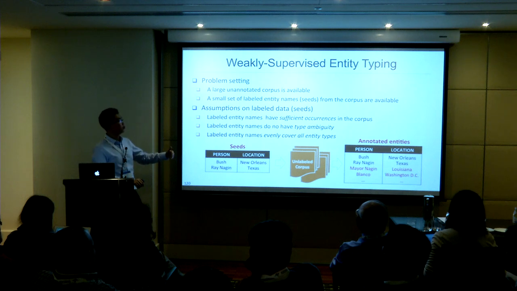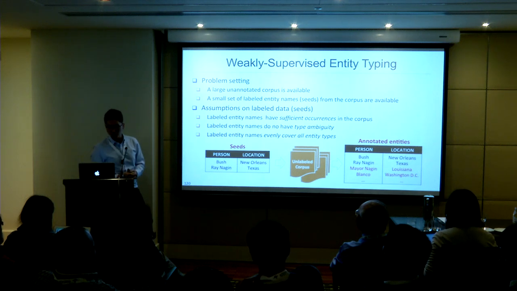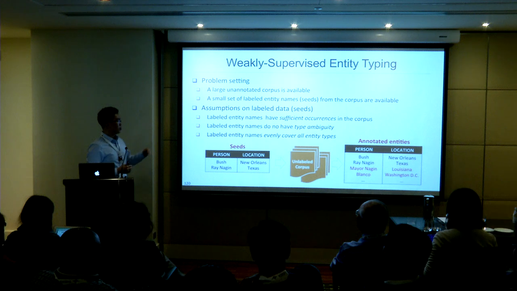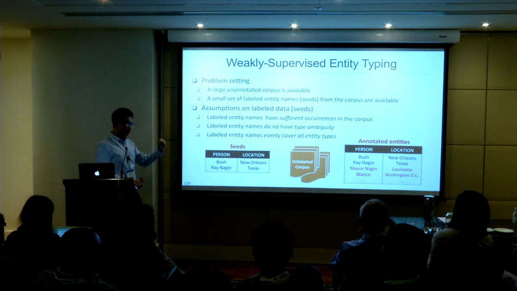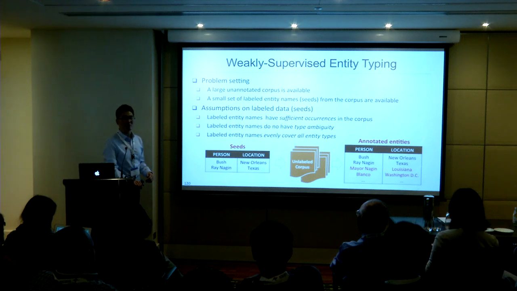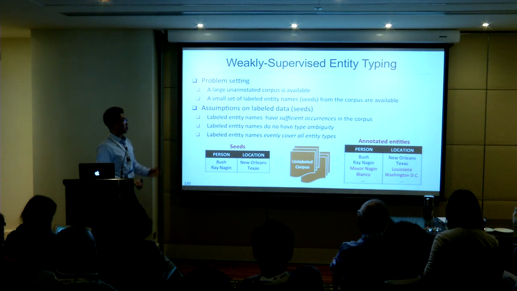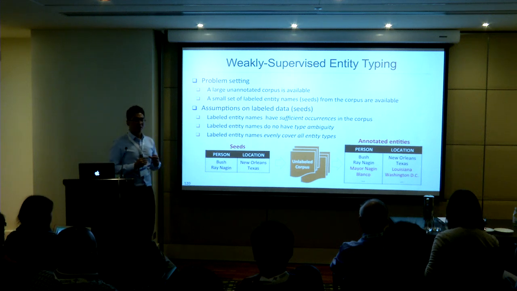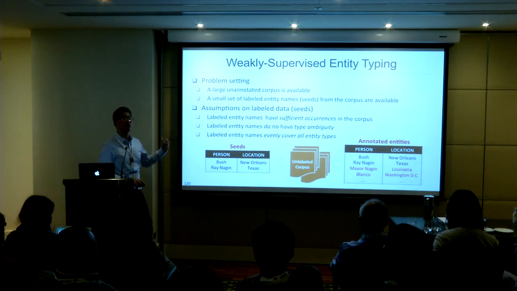So you have a large unannotated corpus available, but you have a small set of labeled entity names, which we call seeds here, from the corpus. You need to put some assumptions on these seeds anyway. You need to make sure that these seeds have sufficient occurrence in the corpus. If you label a seed that only occurs once in the corpus, it's basically giving no information to the other parts of the algorithm. And then you need to make sure the entity names do not have type ambiguity, like the Washington DC case.